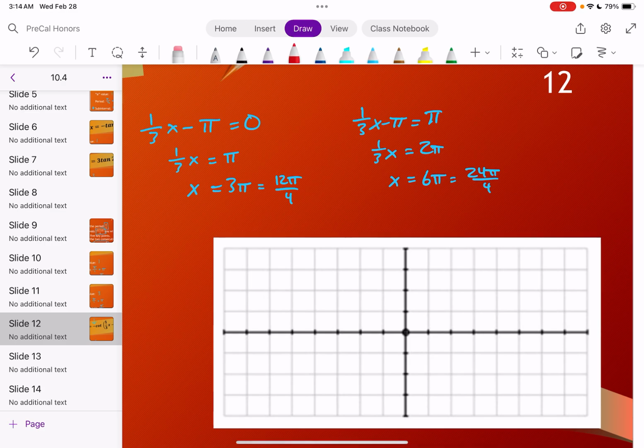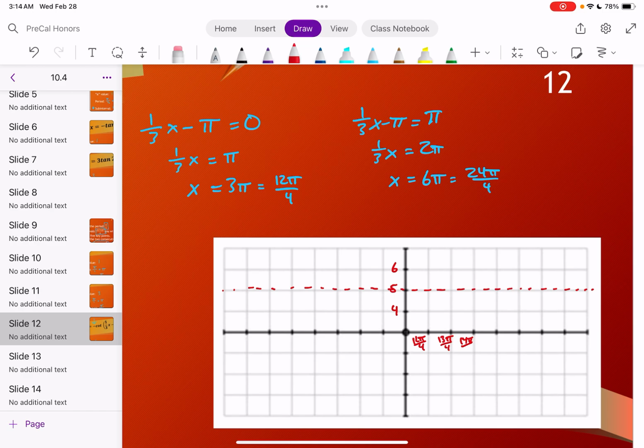We're going to go ahead, draw our midline. Remember, our midline is at 5. So in this case, if you want to go ahead and mark this as 4, 5, and 6, our midline would go straight across our 5. When it comes to marking down our x-axis, this would be 12 pi over 4, 13 pi over 4, 14 pi over 4.